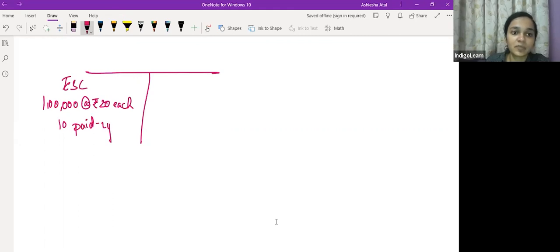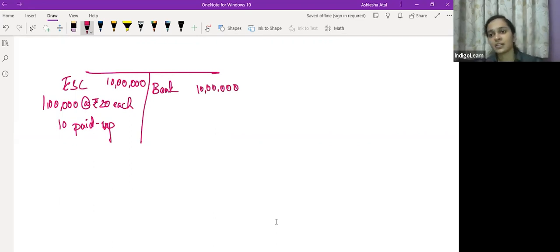ठीक है, तो क्या हो रहा है यहाँ पे 1 lakh shares of rupees 20 each, जिसपे 10 paid up है, which means यहाँ पे amount क्या है 10 lakhs. And subsequently बैंक में कंपनी के पास 10 लाख रुपए. ठीक है, similar amount होना चाहिए balance sheet में, asset side, liability side.